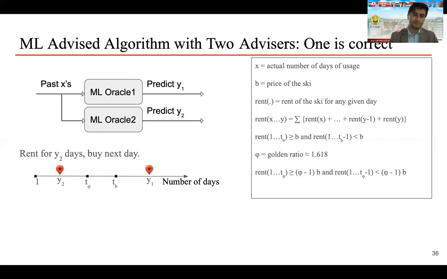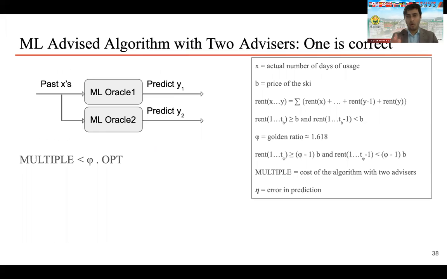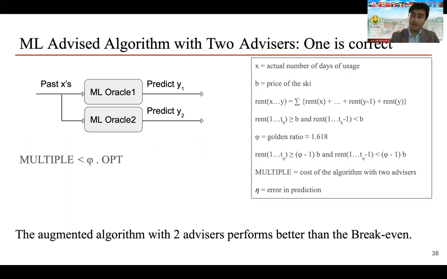less than that quantity. Now, interestingly, when y2 is less than T5, then the algorithm rents for y2 days and buys the ski on the next day. And if y2 is greater than T5, then it buys on the first day. By doing that, the cost, if we represent it by the quantity multiple, comes out to be less than 5 times OPT. It does not depend on the error of the other, incorrect predictor. That means the augmented algorithm with 2 advisors performs better than even the break-even algorithm in this case.